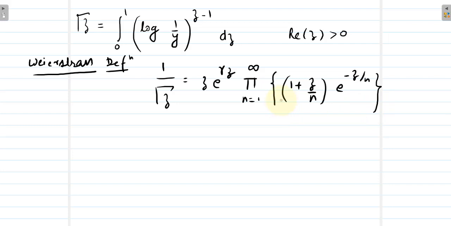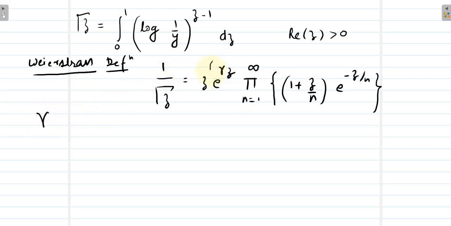This is an infinite product, and obviously whenever we come across an infinite product or an infinite series, there are certain questions like uniform convergence or absolute convergence of the series or the product. But anyway, this is the Weierstrass definition of gamma function. Now, in this definition, we see a term which we are not familiar with, and that term is this small gamma. What is this term here?